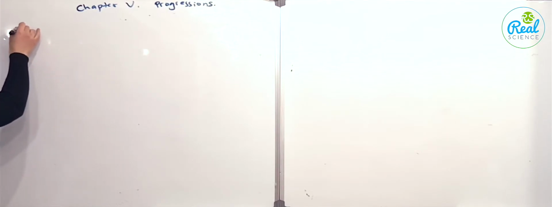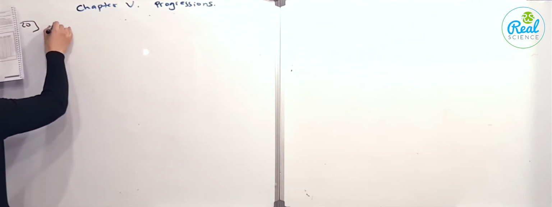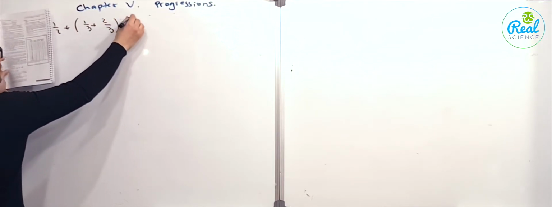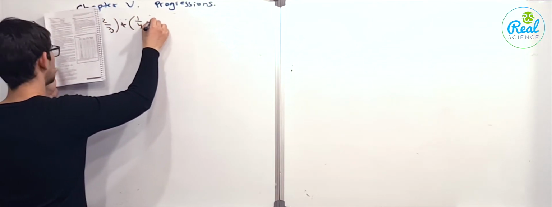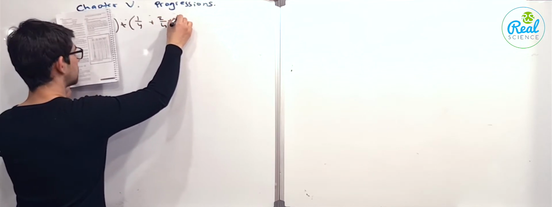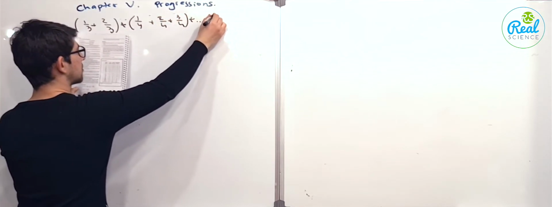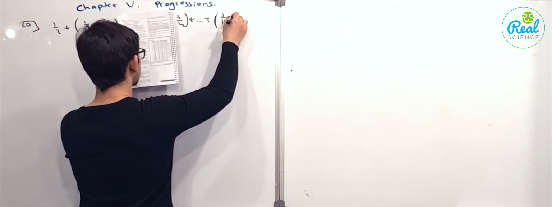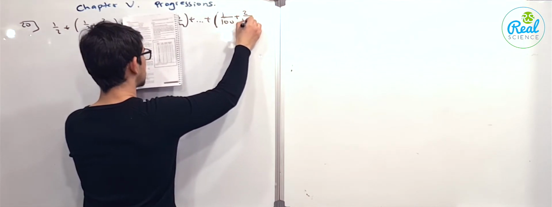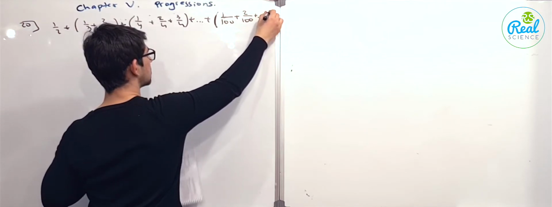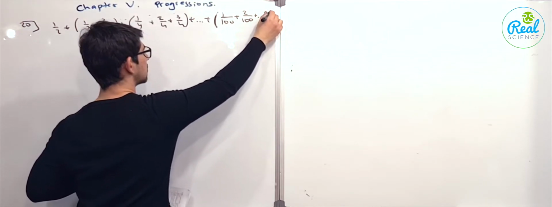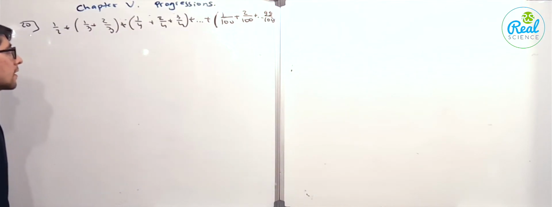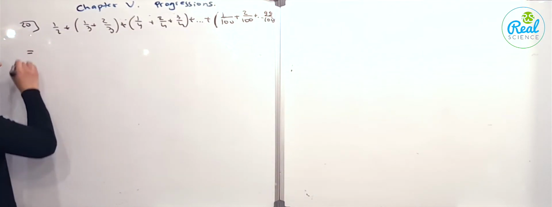Okay, let's look at 20, okay? 1 over 2 plus 1 over 3 plus 2 over 3 plus 1 over 4 plus 2 over 4 plus 3 over 4 plus etc. Plus, in the bracket, 1 over 100, 2 over 100 plus etc., 99 over 100. So how to calculate it?